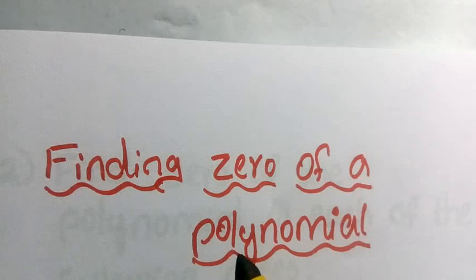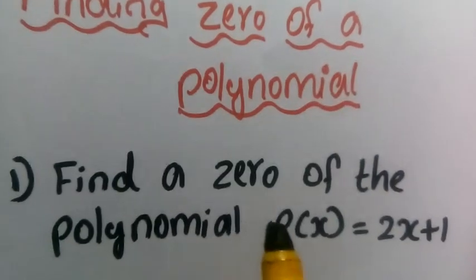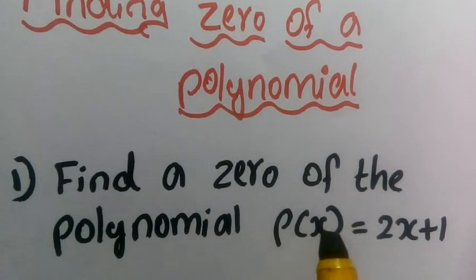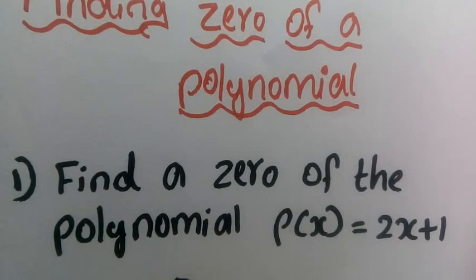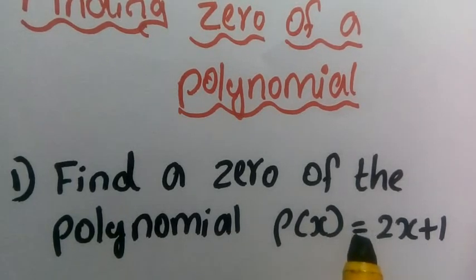Let us check how to find zeros of a polynomial by some example questions. Question: find a zero of the polynomial p of x is equal to 2x plus 1. In the previous questions, values of the variables are given. We just checked it is a zero or not. But here, we have only the polynomial. We need to find zeros.